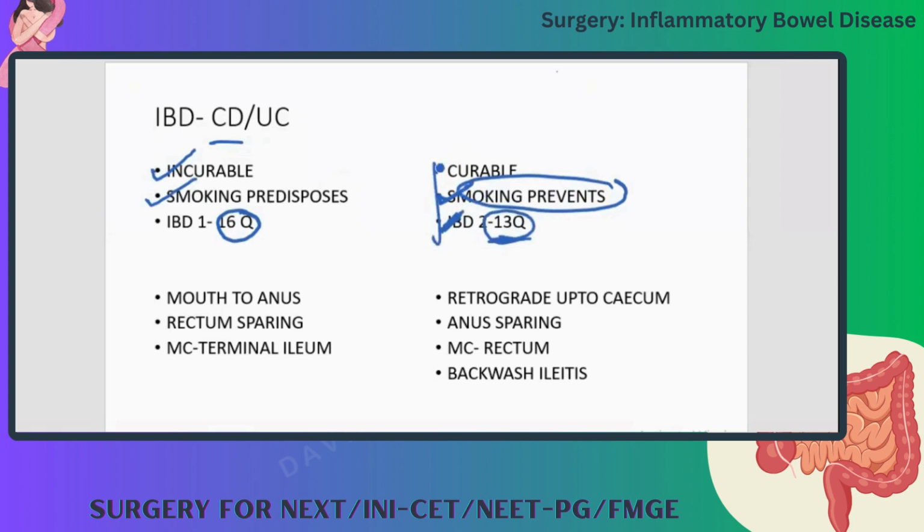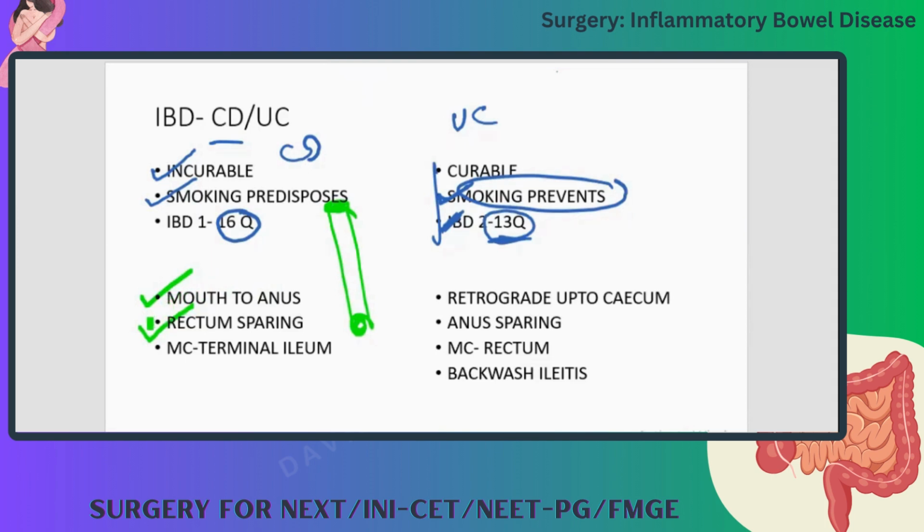So this is just an introduction, this is about Crohn's and this is about ulcerative colitis. What is this basically? Inflammatory bowel disease. What is inflammation? Redness. It's a defense mechanism against any infection or any insult. So here it is an inflammatory bowel disease. It's a disease of the bowel, both large and small bowel. It occurs anywhere from mouth to anus, but rectum sparing will be there. Rectum is never involved in Crohn's disease.